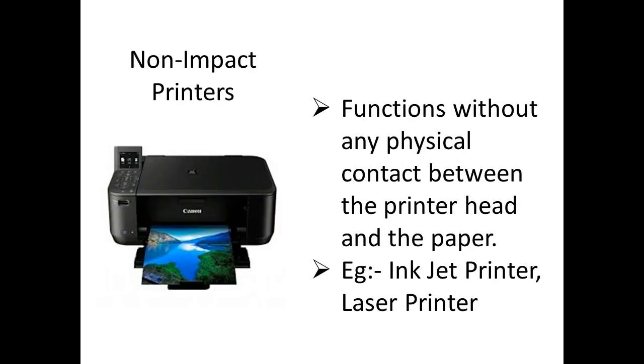And the second type is non-impact printer. Non-impact printers function without any physical contact between the printer heads and paper. This means that the ink used for printing touches the paper, but there is no interaction between the printing head and the paper. The printing head does not strike the inked ribbon or the paper which is being printed. Inkjet printers and laser printers are the examples of non-impact printers.